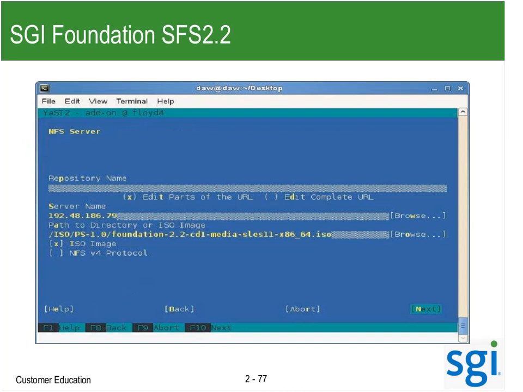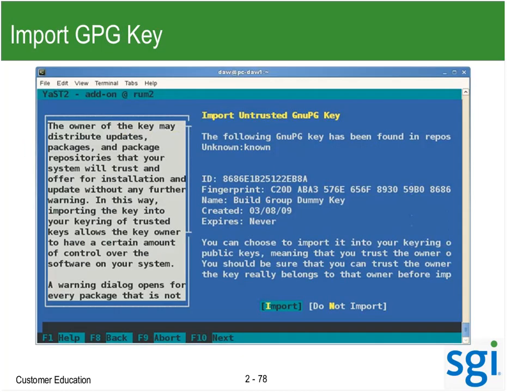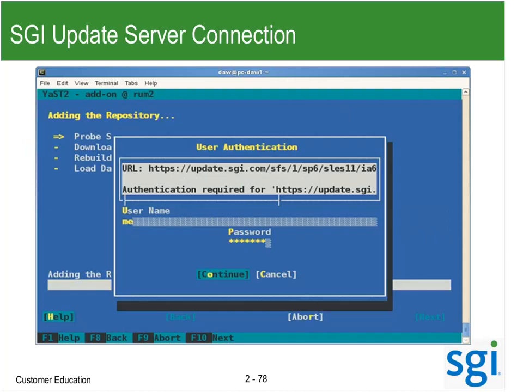After the SDK, again in ISO PS 1.0 is my foundation ISO. I've ticked it to ISO image and selected next. And now, because it's SGI, I have to import the PGP key. So the GPG key will be imported after this.